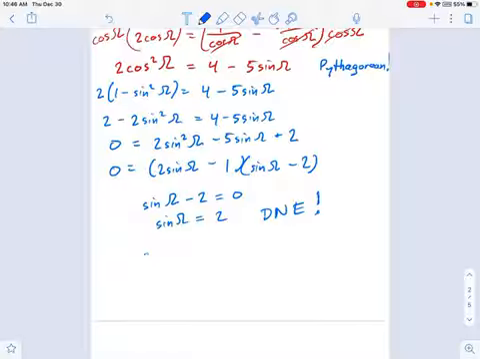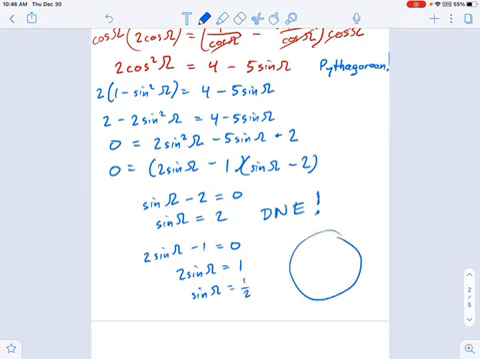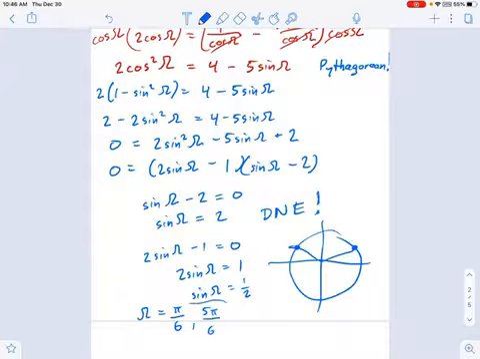And my other equation is 2 sine omega minus 1 equals 0. So that's 2 sine omega equals 1. That's sine omega equals 1/2. And if you think about your unit circle, sine is the y values. So that's going to focus on y values that are positive 1/2. Okay, these are shallow angles. That's going to be things like, well, pi over 6 and 5 pi over 6 in quadrant 2.